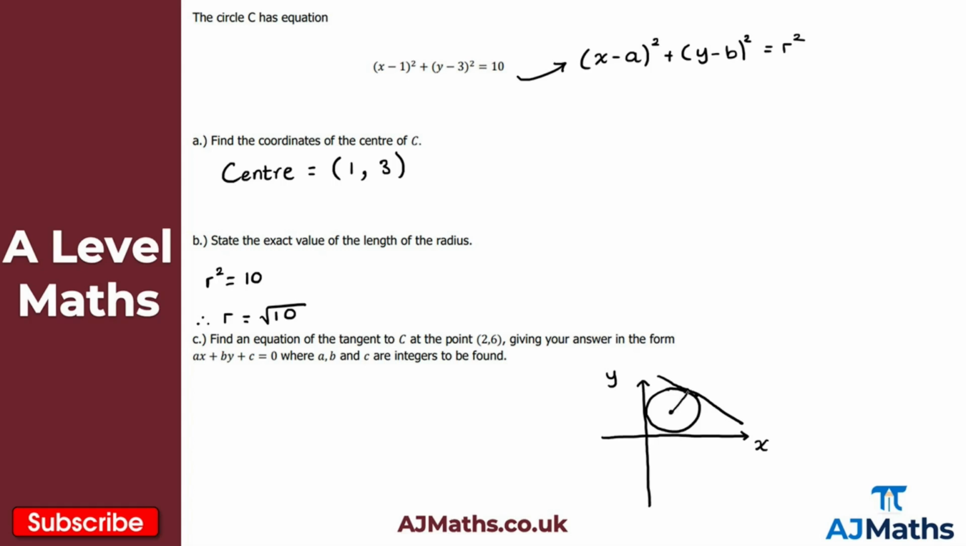From the centre to this point here of 2, 6. So this would be my centre here, which is 1, 3. We find the gradient here. This should hopefully be nice and straightforward. I'm going to do 6 minus 3 all over 2 minus 1. So I'm going to get 3 over 1, giving me 3 there. So the gradient of this line segment from the centre to this point on the circumference of the circle is 3.